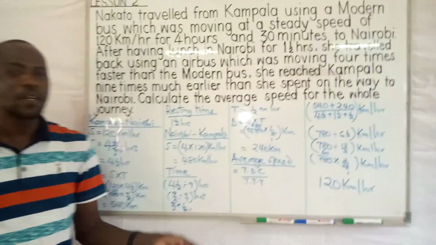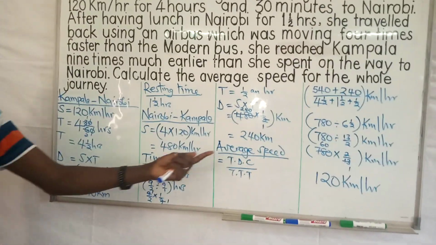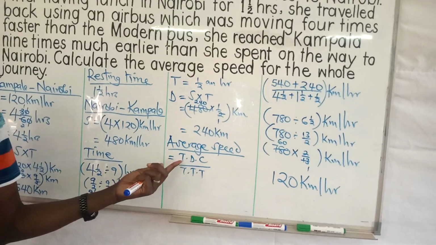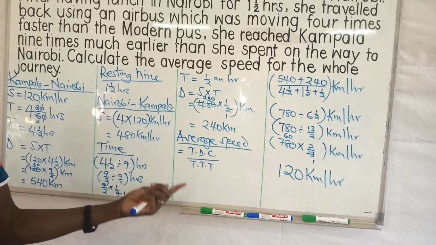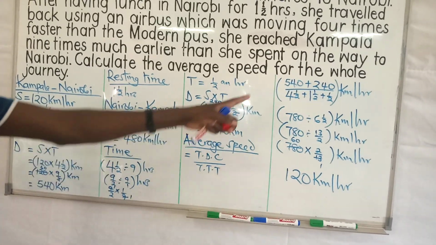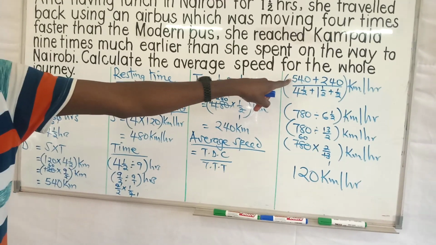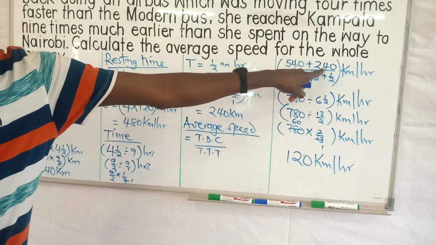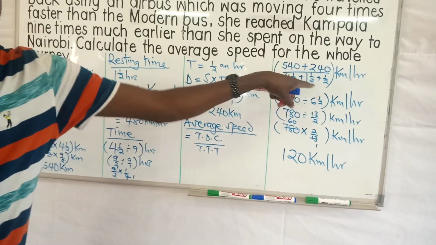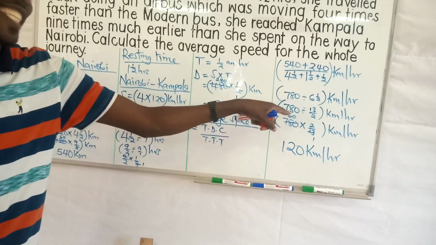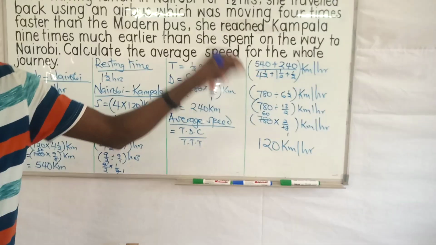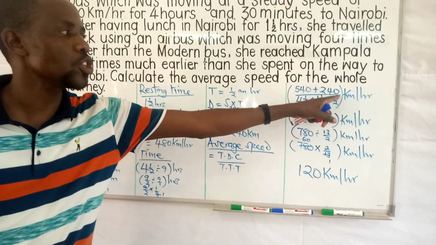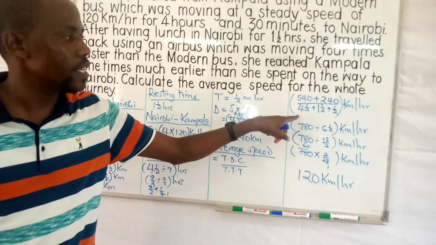Having got that, we are now ready to get our average speed for the whole journey, which we said is total distance covered out of total time taken. And the total distance, we have the distance going and the distance coming back. They are different because the means of transport are also different. Road transport has a lot of meandering compared to air transport. That's why it is shorter.